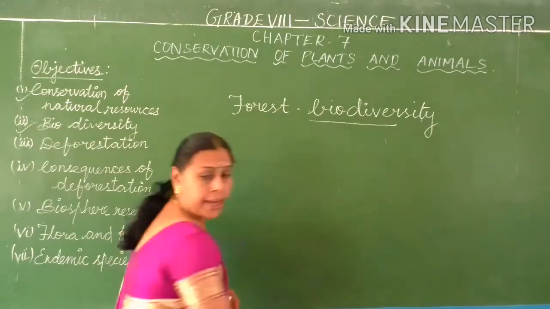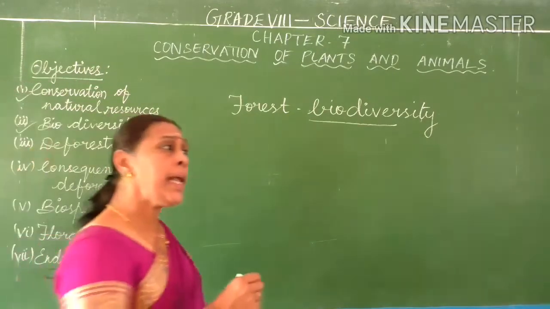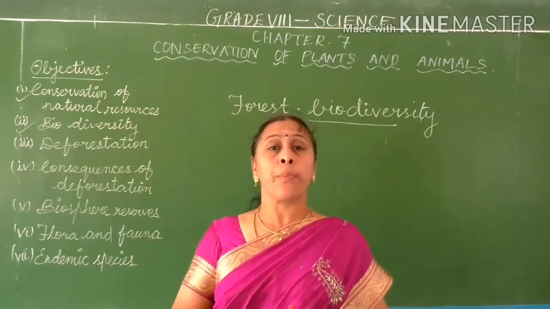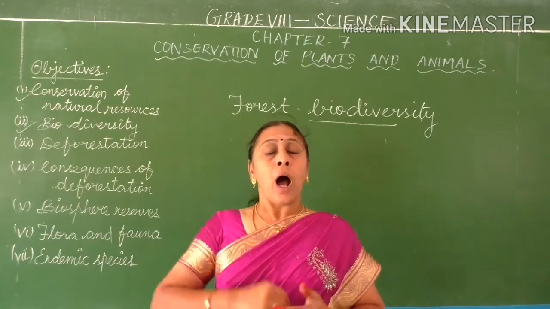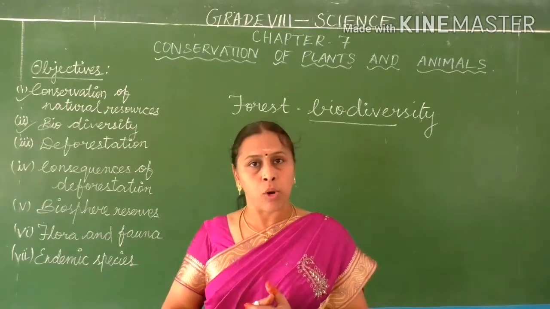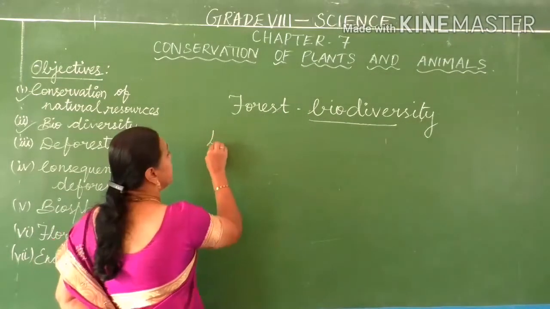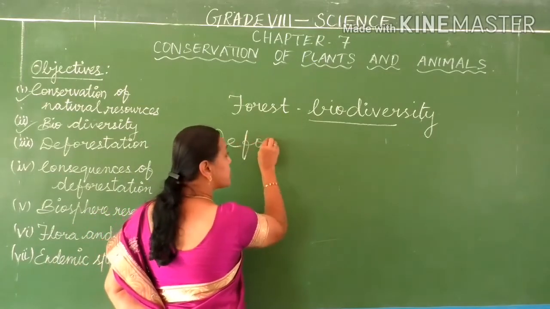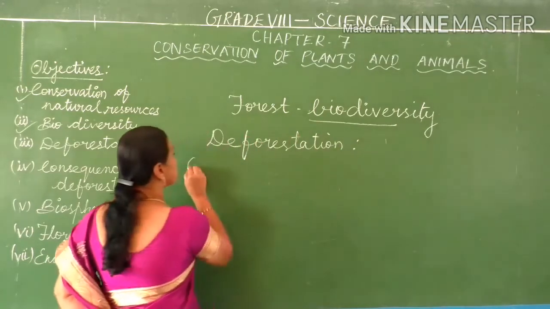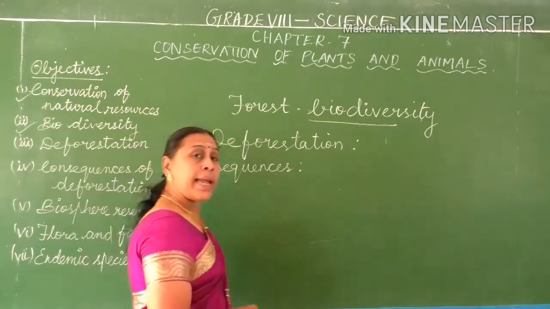That means destroying the forest is called deforestation. Only if a forest is maintained, the water cycle will also be maintained. Then the carbon dioxide and oxygen ratio will be maintained in the atmosphere. Okay, the process of cutting down trees or destroying forest is called deforestation, and now the consequences of deforestation. Consequences means what? The ill effects.